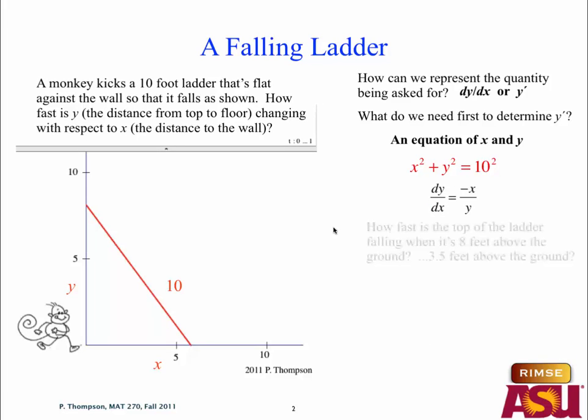Okay, so how fast is the top of the ladder falling when it's 8 feet above the ground, 5 feet above the ground? Go. So work together. How fast is the top of the ladder falling when it's 8 feet above the ground and 3.5 feet above the ground? Go. Work together if you need help.